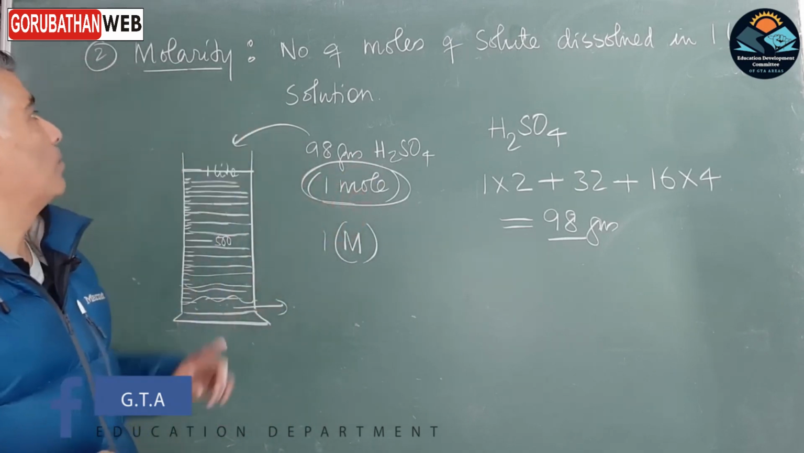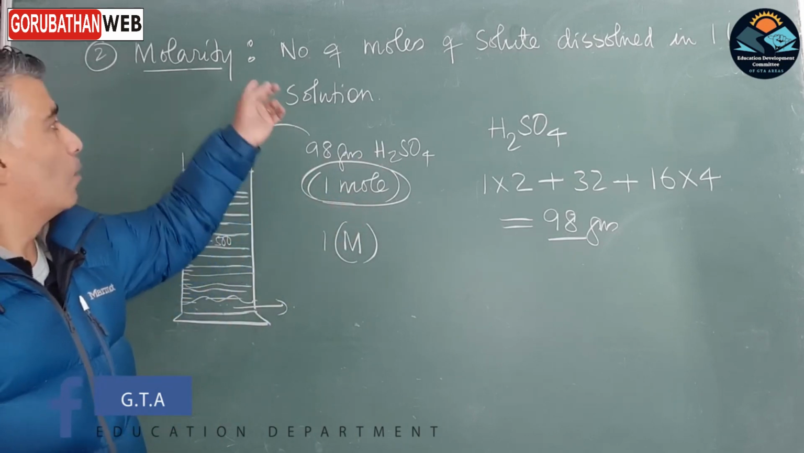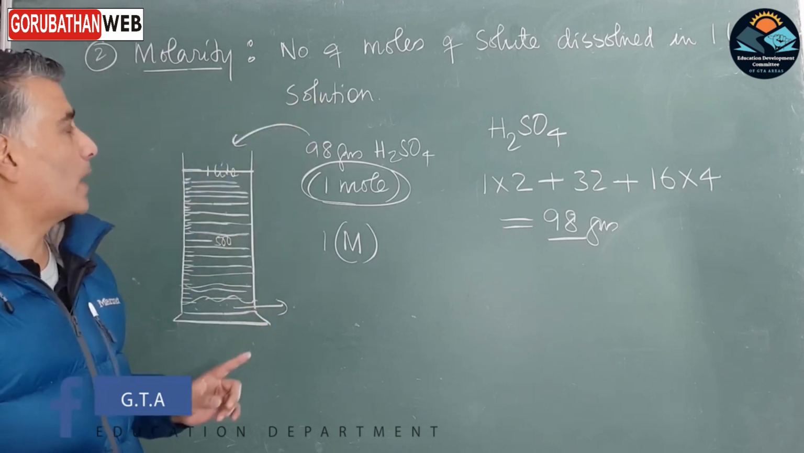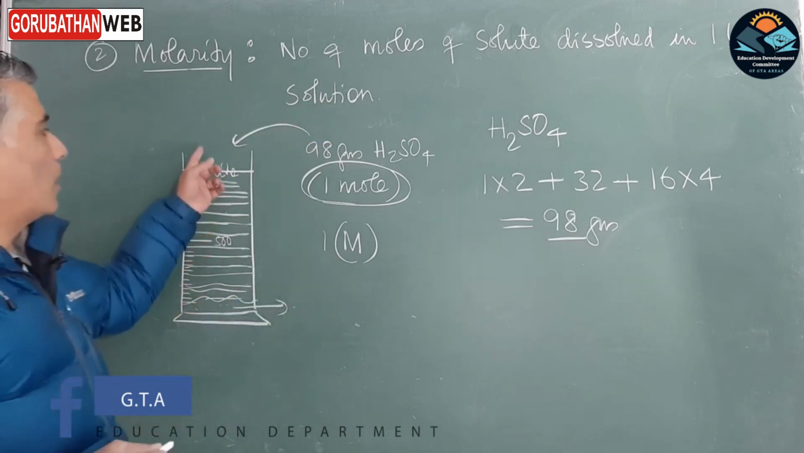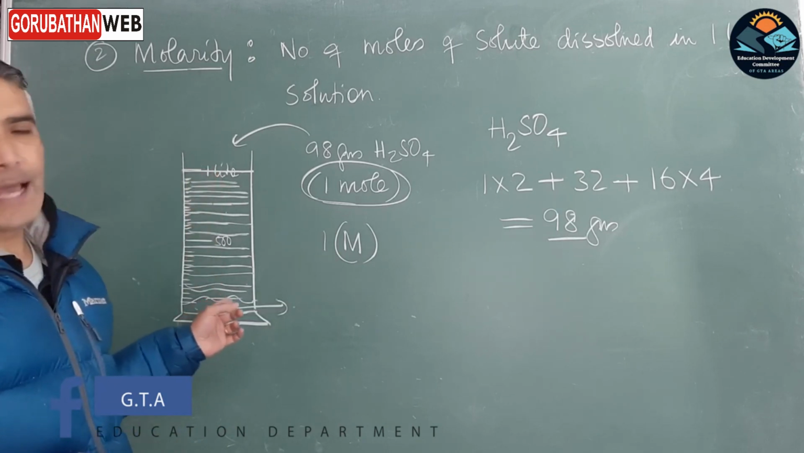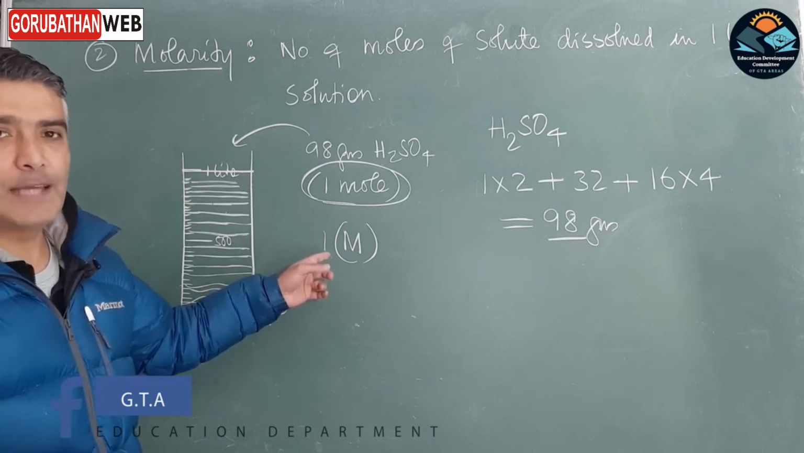So that's the meaning of molarity. Molarity is the number of moles, whether 10 moles or 5 moles, whatever number of moles of solute you've got in 1 liter solution, that's known as molarity. For example, if you've got 10 moles of sulfuric acid here in 1 liter solution, the molarity or the concentration of the solution is going to be 10 molar.